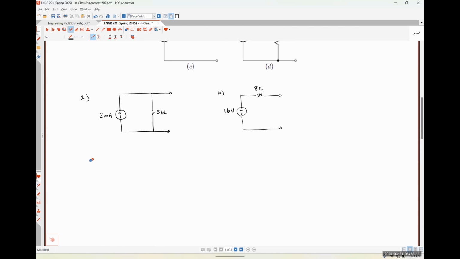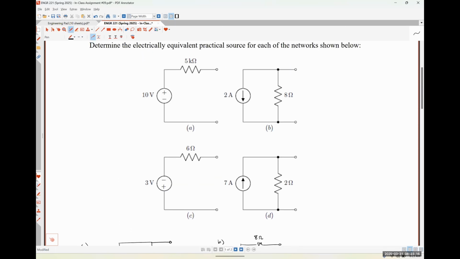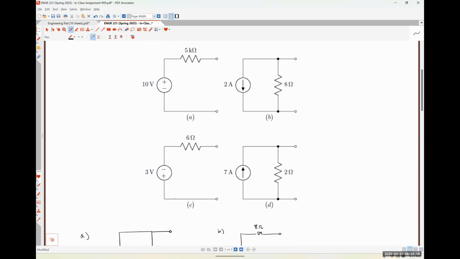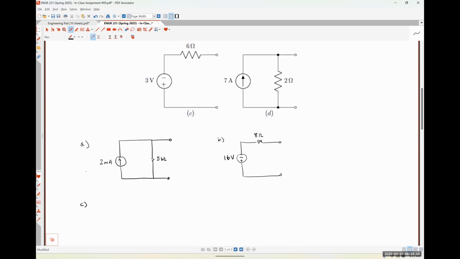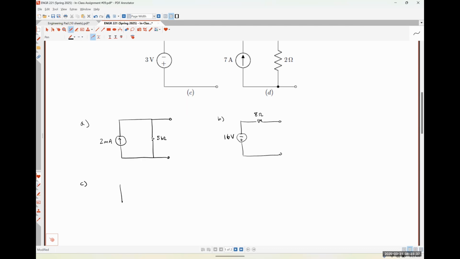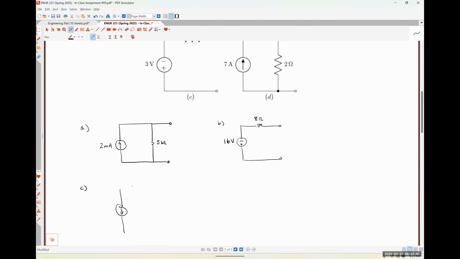For part C, we have a 3-volt source, positive polarity on bottom, in parallel with a 6 ohm resistor. So I want you guys to tell me what this is going to transform into. Current source, so what direction is the current source? Down, okay. In parallel with a 6 ohm resistor.